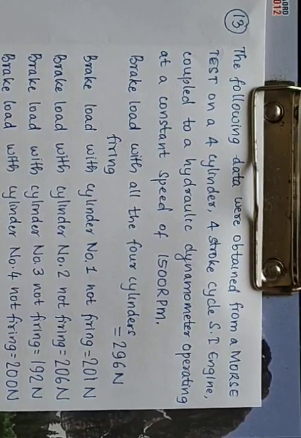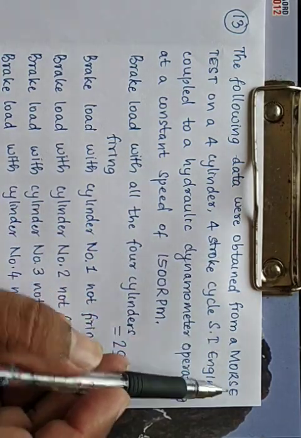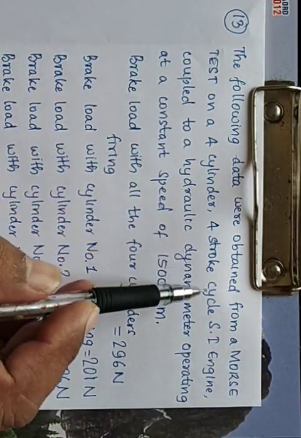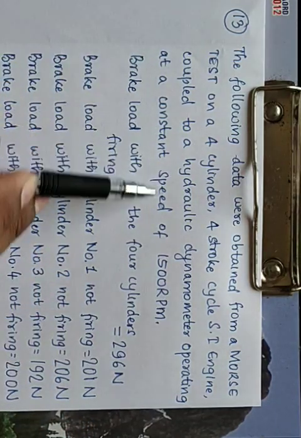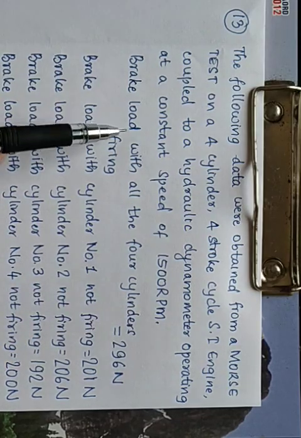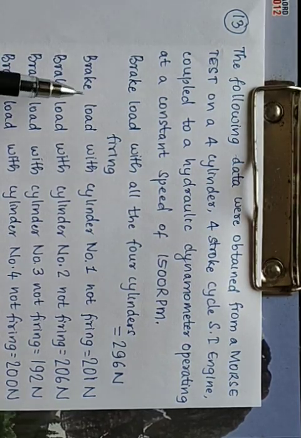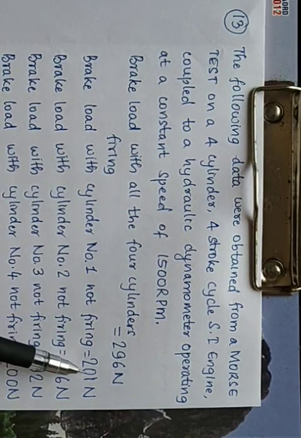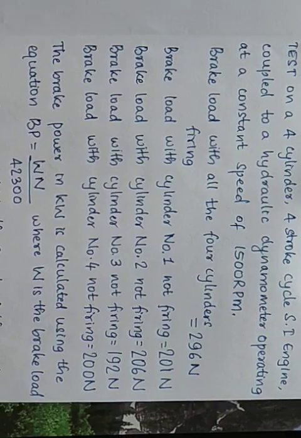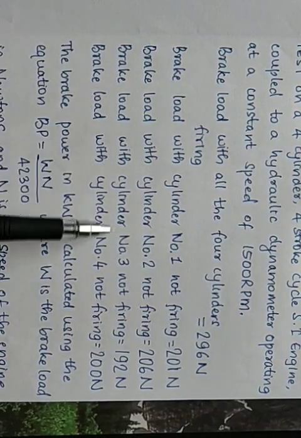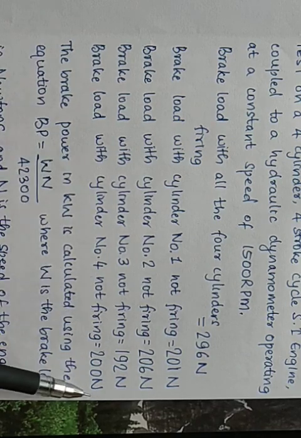So the last problem which I am taking in this session: the following data were obtained from a Morse test on a 4-cylinder 4-stroke SI engine coupled to a hydraulic dynamometer operating at constant speed of 1500 rpm. Brake load with all cylinders firing is 296 Newton. Brake load with cylinder 1 not firing is 201 Newton. Cylinder 2 not firing is 206 Newton. Cylinder 3 not firing is 192 Newton. Cylinder 4 not firing is 200 Newton.